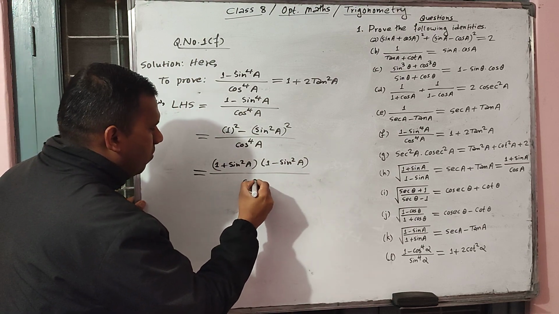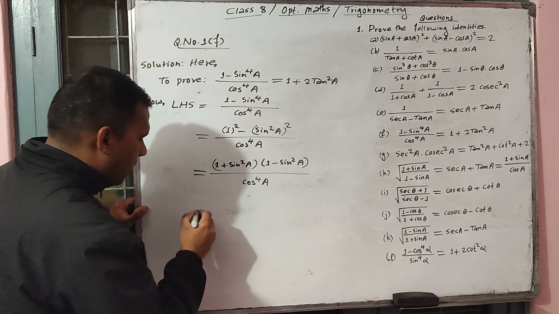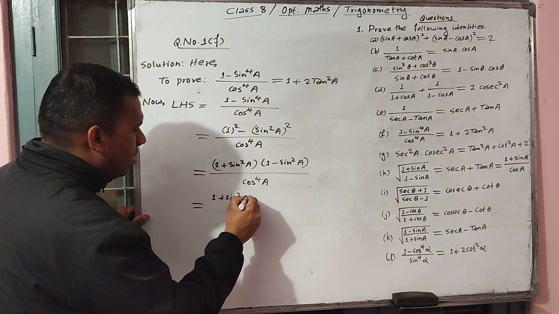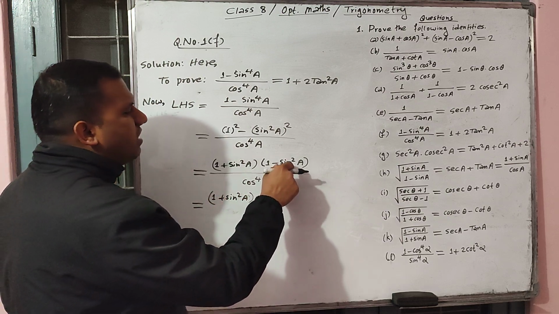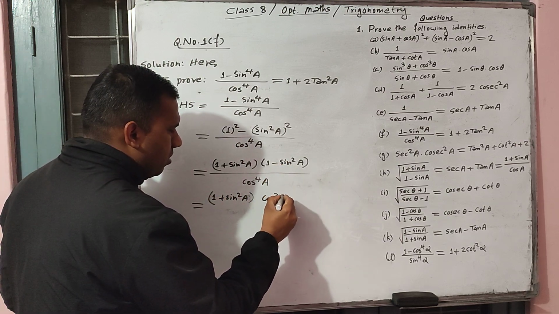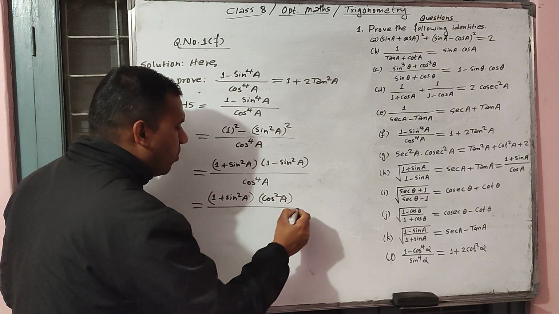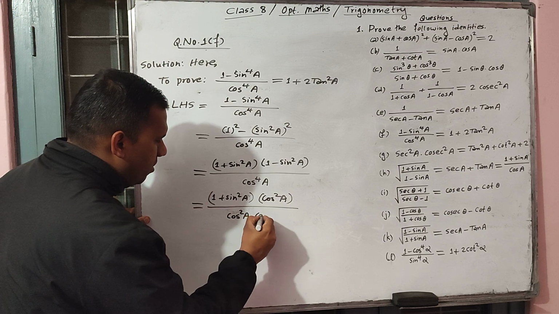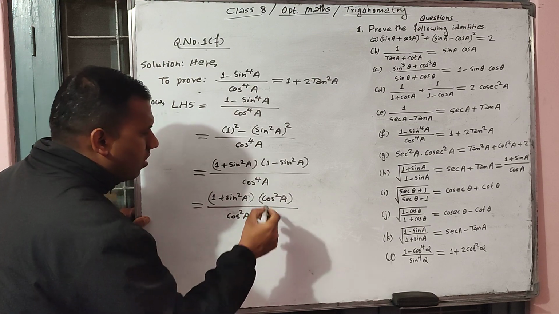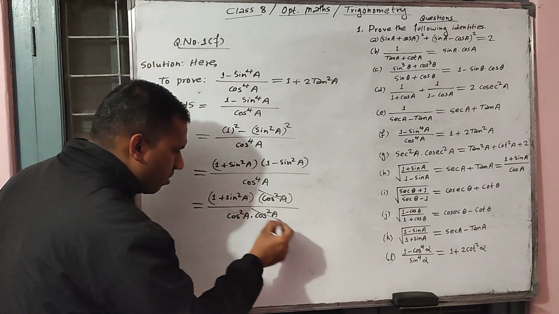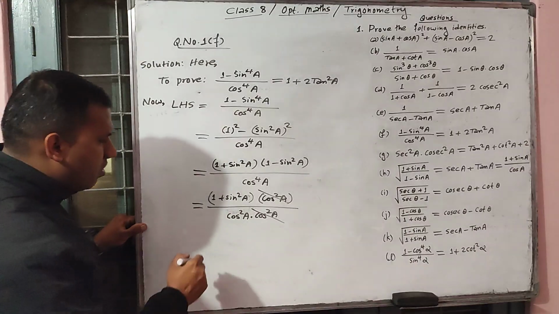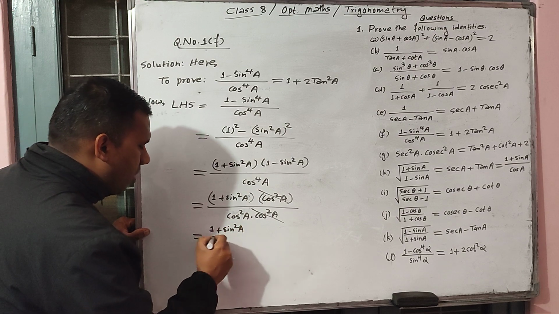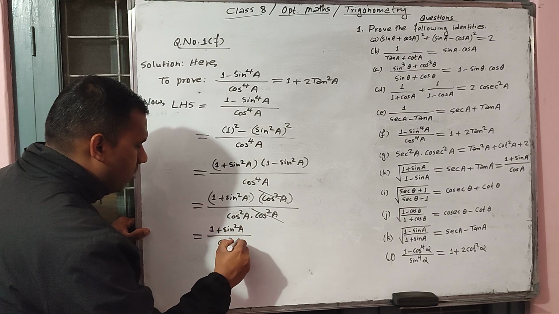This is equal to 1 plus sin square a. We know that 1 minus sin square a is equal to cos square a, whole upon cos to the power 4a, that is cos square a times cos square a. So this one cos square a and another cos square a in the denominator cancel each other. Remaining part is 1 plus sin square a whole upon cos square a.